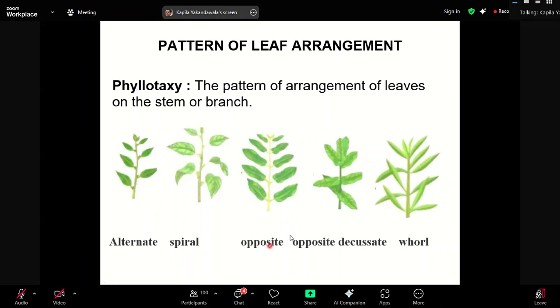Then leaf arrangement. You should know this leaf arrangement by heart. This is called alternate. Sometimes it is arranged spirally. Then sometimes it may attach in an opposite way. Sometimes it may attach in an opposite decussate manner, in two planes. You call it opposite decussate.